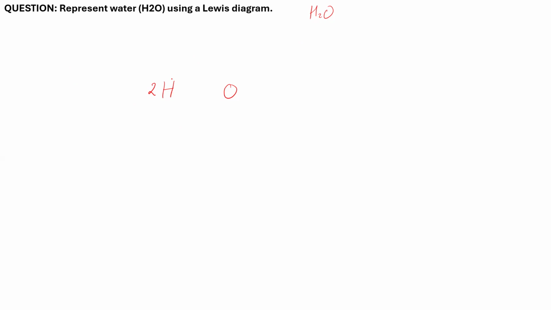Find the group for hydrogen. It is in group 1. How many valence electrons do we have? It's going to be 1 because it is in group 1. And then for oxygen, you also do the same. It is in group 6.